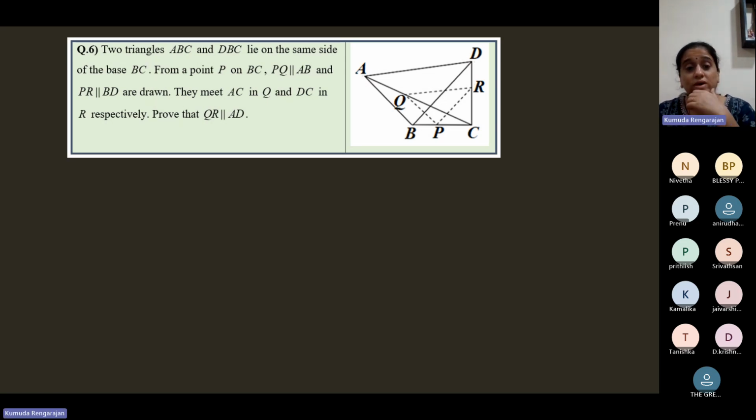Here you will have to prove QR is parallel to AD. That is by converse of BPT. No hurry. Think. Be very clear in your thought. Just don't write something.